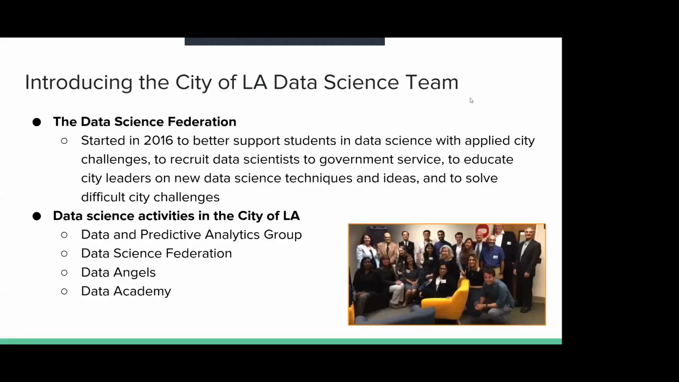So the City of Los Angeles Data Science team and Federation really started in 2016. The goal here was to solve a few different challenges that were happening around Los Angeles. One of those was that students in a variety of data science programs were finding that it was really difficult to be able to do work for their community. They wanted to make a big difference, and they also wanted to be able to work on something real. And that has been a challenge for anybody who's worked in the classroom before. In addition, we wanted to give kids a chance to really work on real data science problems.